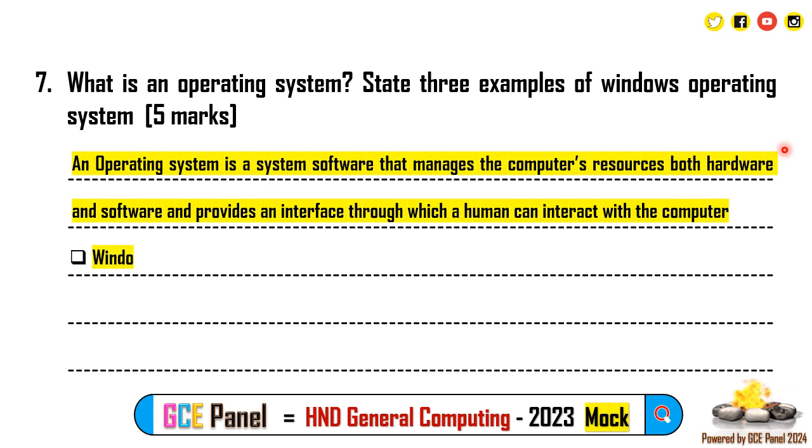Now, examples of Windows are Windows 7, Windows 8, Windows 10, Windows 11. Okay, so these are examples of Windows operating systems. If the question is just examples of operating systems, you could give the other ones that we know, Ubuntu and so on. But here it's still Windows operating system. Question 8.